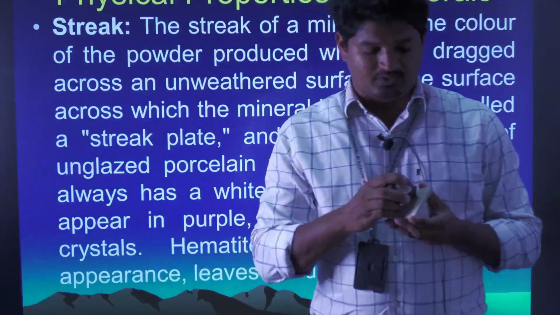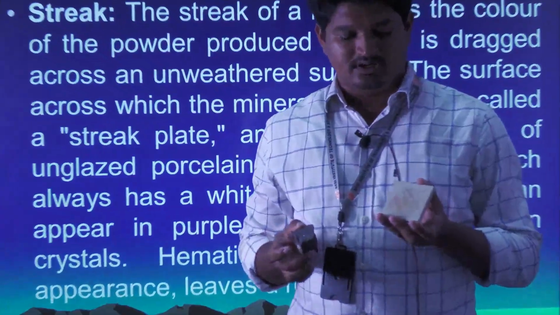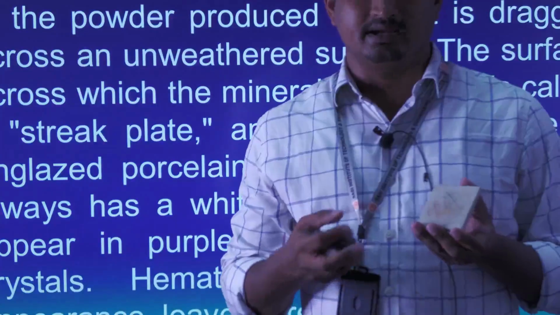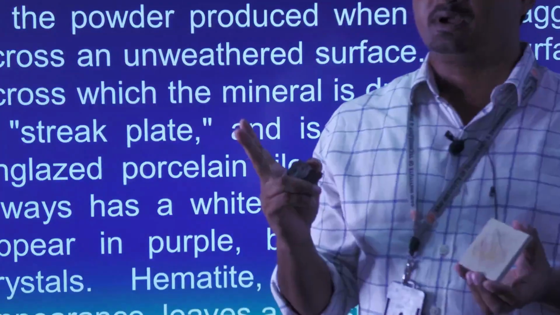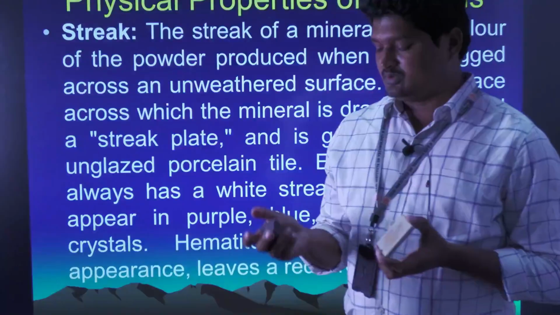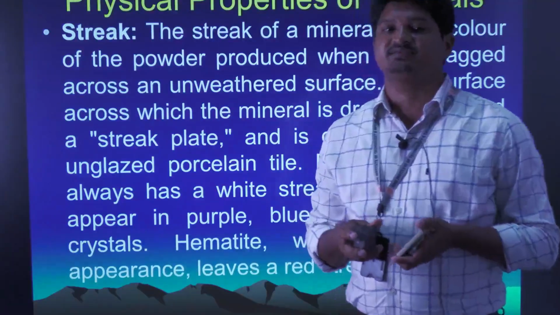Streak means the color of the powder. When you rub the mineral diagonally on a streak plate, what color does it appear? That is the streak powder. The streak powder color is called streak. Most minerals have different types of streak.